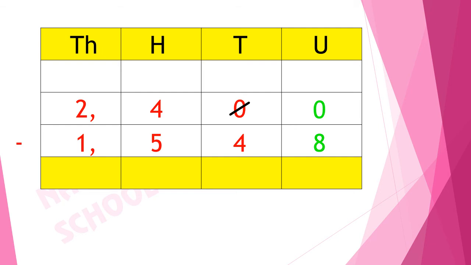As we cannot take away 8 units out of 0 units, we borrow from tens. But we cannot borrow from tens as there are only 0 tens. We borrow from hundreds. As there are 4 hundreds, we take 1 borrow. Here we are left with 3 hundreds.